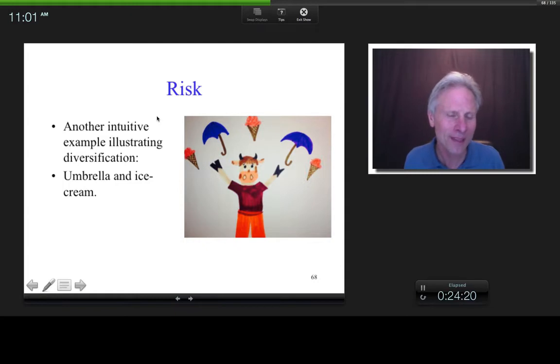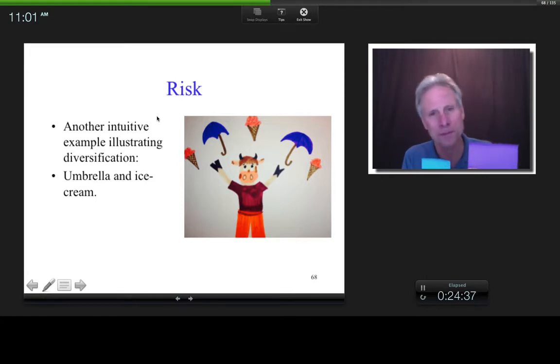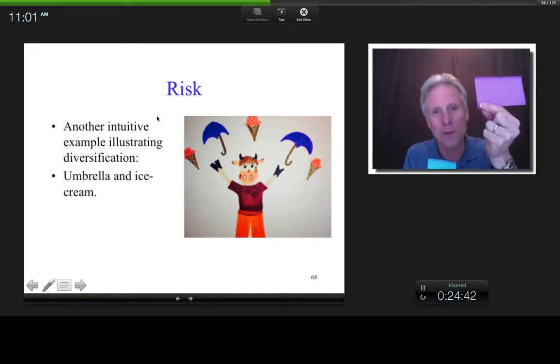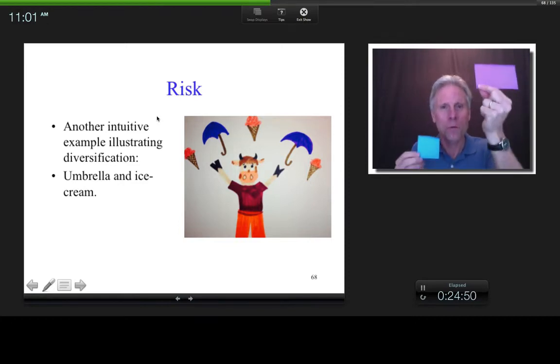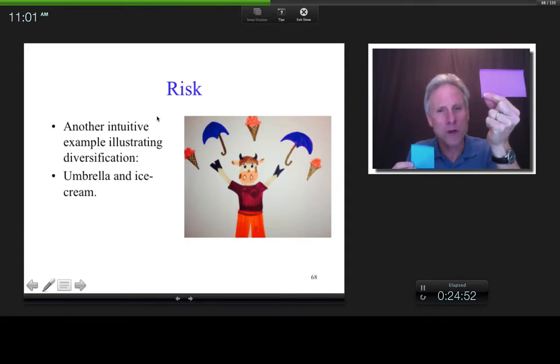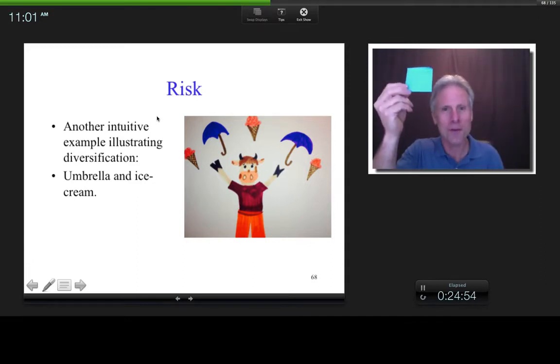So imagine that we have somebody who holds just umbrella stock, maybe that's the purple guy, and somebody who holds just ice cream stock, and then there's me, I hold both. Okay, so let's say it's an unexpectedly rainy summer. What's going to happen to the umbrella stock? Probably go up, right? Go up unexpectedly. What's going to happen to the ice cream stock? Go down unexpectedly. Well, what if it is an unexpectedly hot, dry summer? It would be the other way around, right?